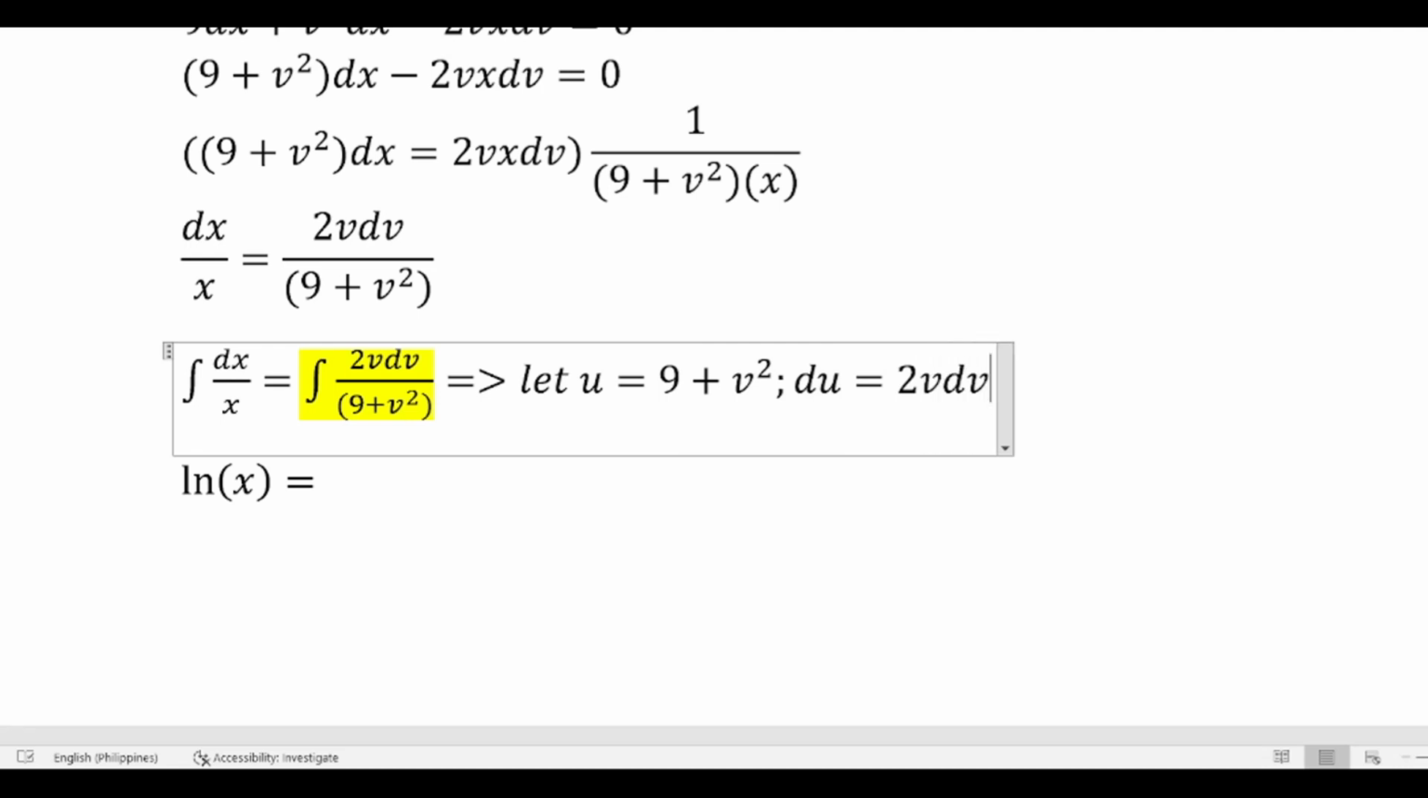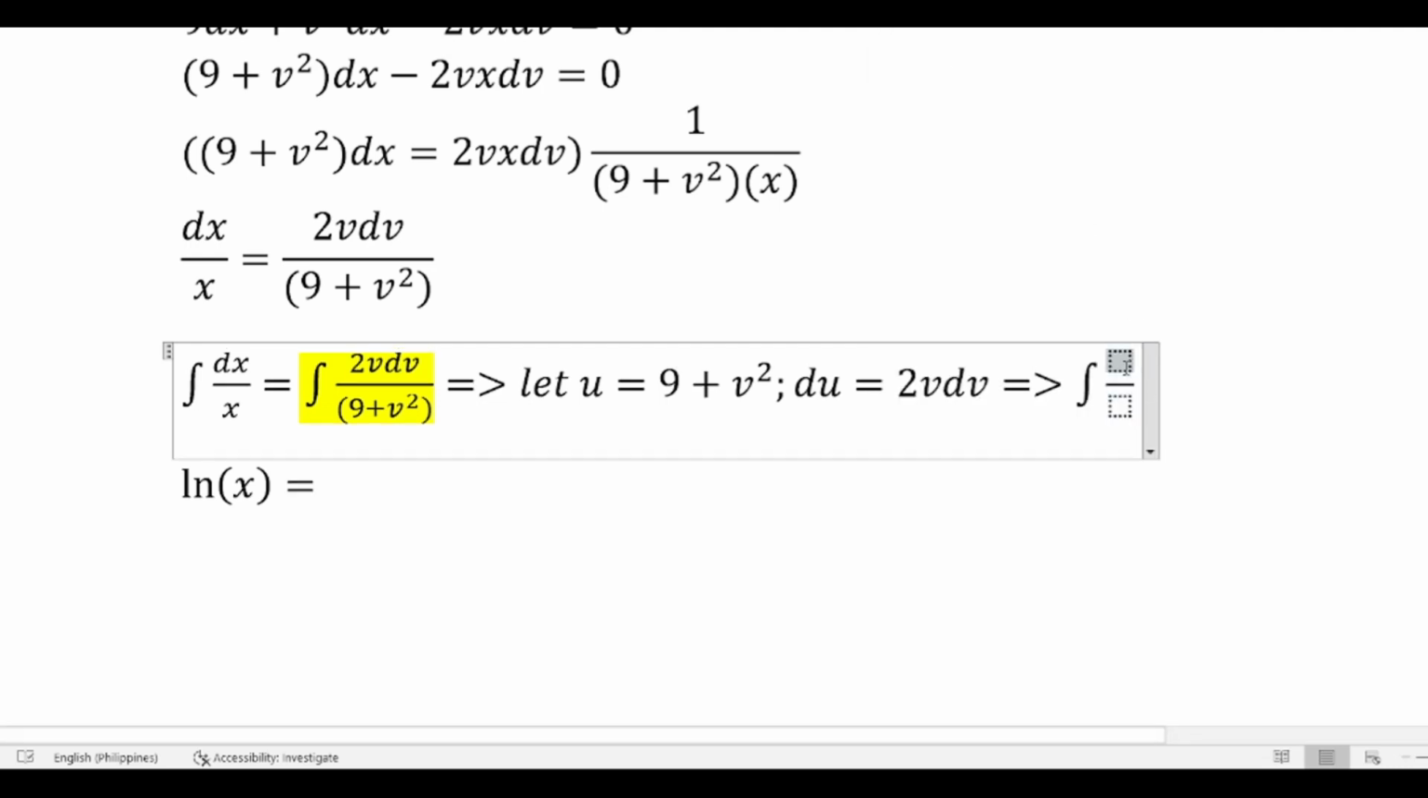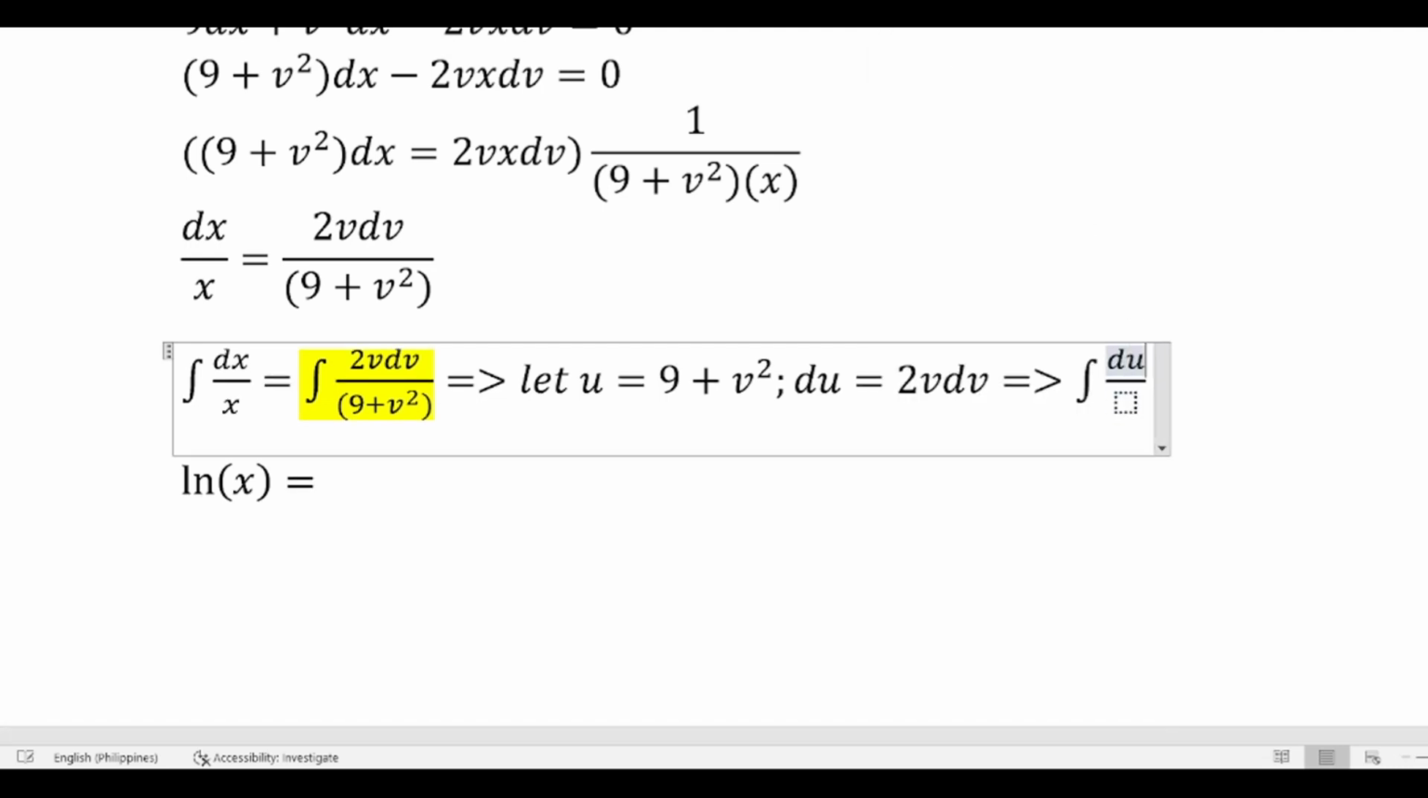Right. So what do you observe? We have 2v dv here and a 2v dv here. We also have 9 plus v squared here and 9 plus v squared here. So we're just going to denote everything and substitute these values to here. So what will happen? We will be having du over u, since this one is 2v dv. So 1 over u is simply ln u.